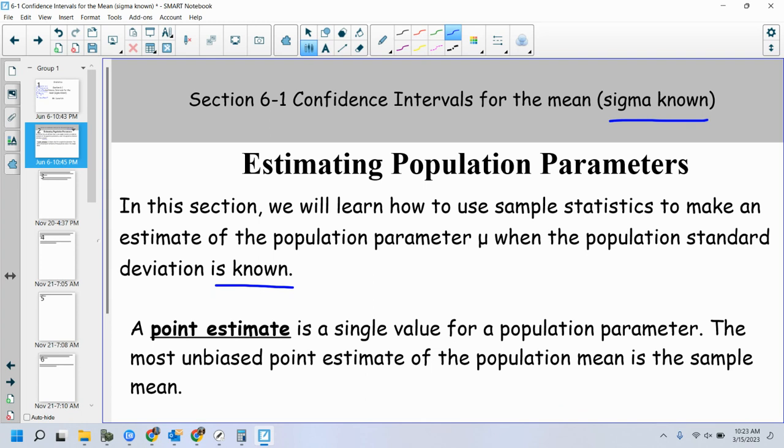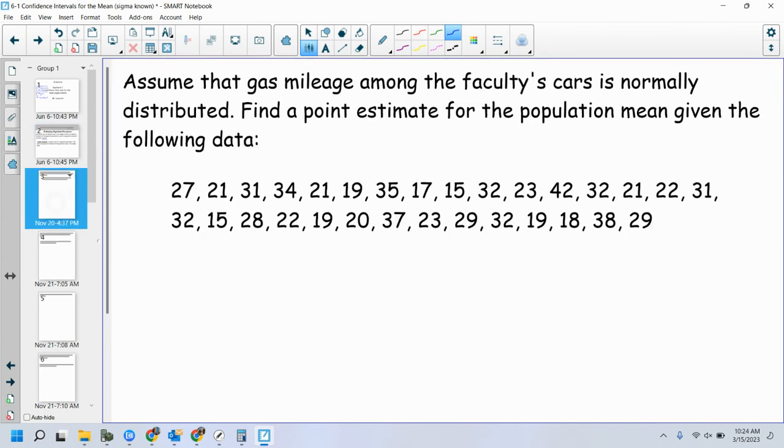Okay, so our definition of a point estimate. A point estimate is a single value for a population parameter. Now, a point estimate can be considered for both the mean and the standard deviation. We're not really going to cover point estimates for standard deviation. We're just really going to cover point estimates for means. The most unbiased point estimate for the population mean is the sample mean, right? Where we start is the sample mean. That's where we're going to come from. We're going to take a sample of that population, we're going to run the sample mean, and we're going to base our prediction, our estimation for the population mean, off of our sample mean.